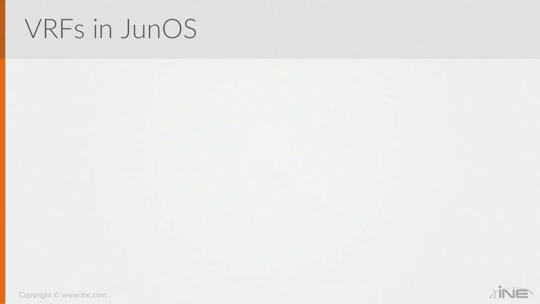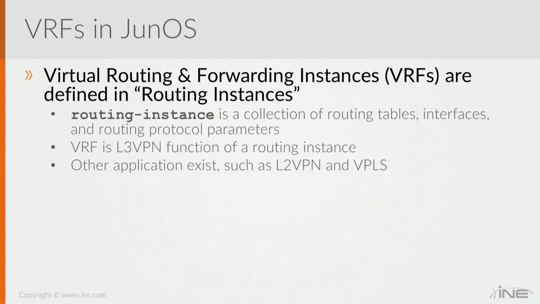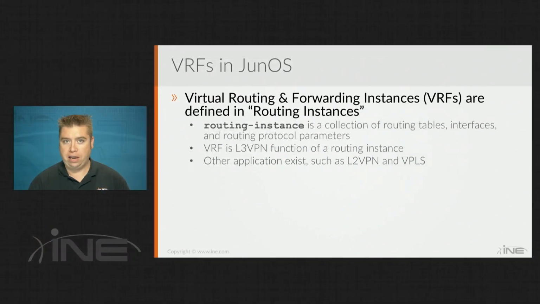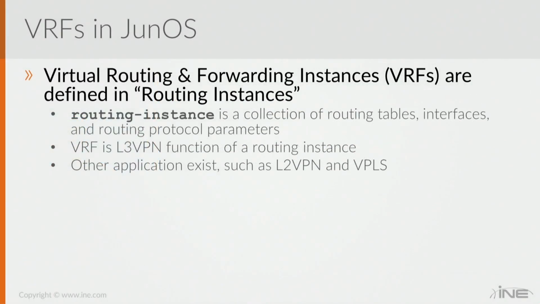Now, just like in IOS, JunOS also does support virtual routing and forwarding instances, which basically are multiple copies of the routing table. In JunOS specifically, these are defined under routing instances. Now, a routing instance is technically more than just a VRF. There are other applications for this, like layer 2 VPNs or virtual private LAN services, where a VRF is the L3 VPN functionality of the routing instance.